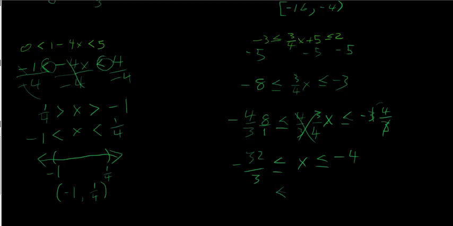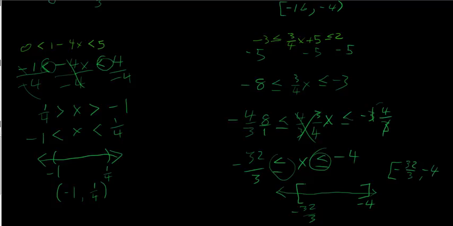So again, we're going to draw our number line, and on this side, remember we have less than or equals here and here, so we're going to want to use square brackets on both ends this time. So we're going to have negative 32/3, and then on this end, we're going to have negative 4. So then when we go to write our interval, we're going to use the same square brackets. We're going to have negative 32/3, and it's going to go up to negative 4.